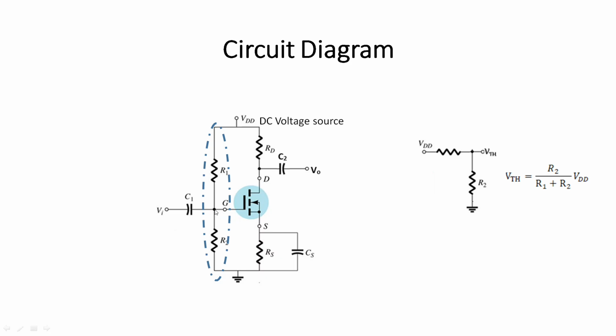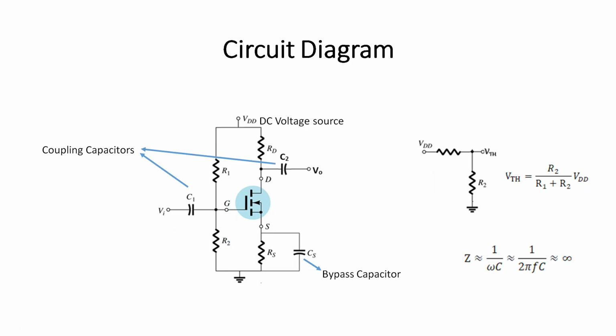So across the gate terminal, the potential we can find out from this formula, using this circuit where VDD is connected and the R1 and R2 resistors are connected. From this terminal we can find out the potential across R2. So across R2 the potential drop, if it is VTH, then VTH equals R2 by R1 plus R2 into VDD.